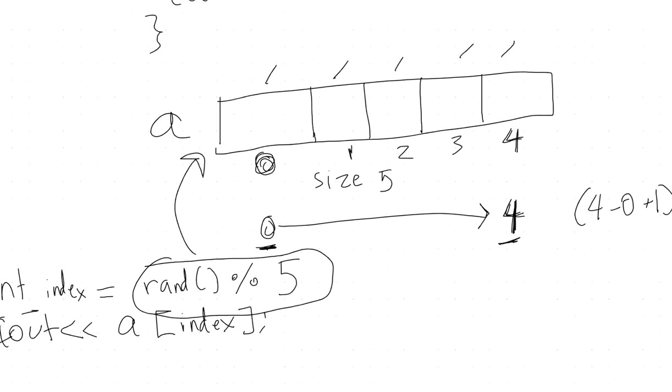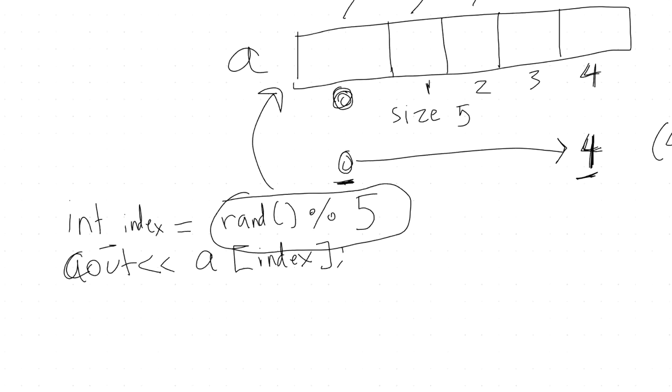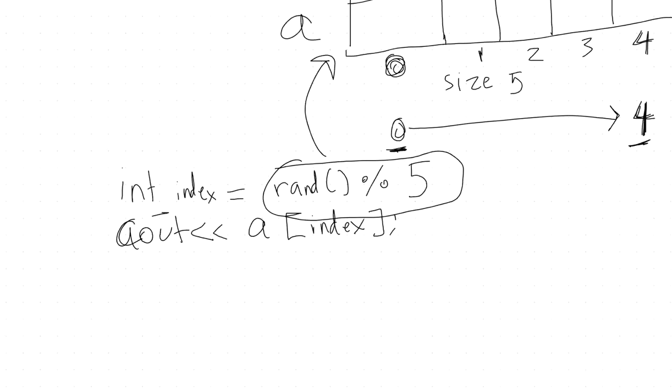But basically, the general formula for this is, if you want to generate a number in the range where min is your minimum number and max is your maximum number, the formula is always rand mod max minus min plus 1.